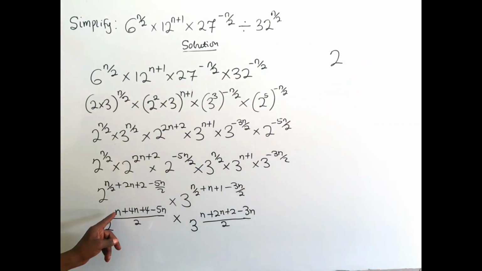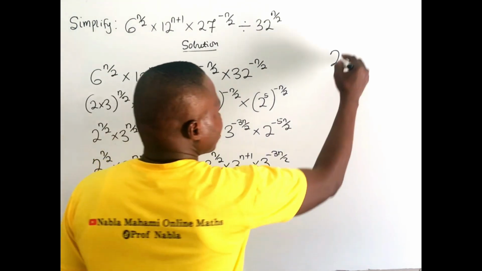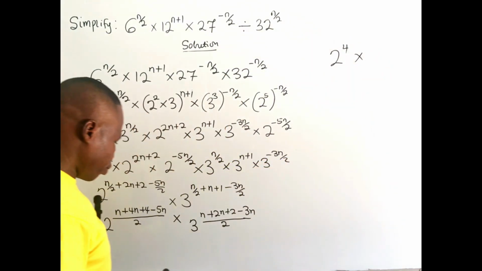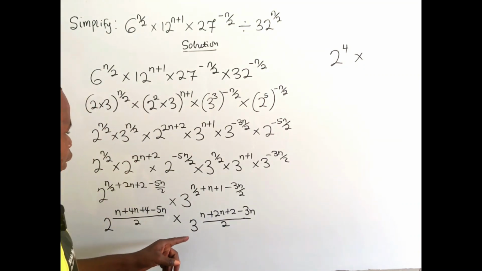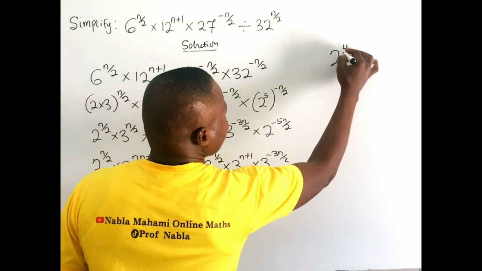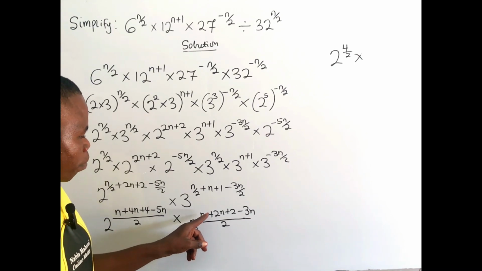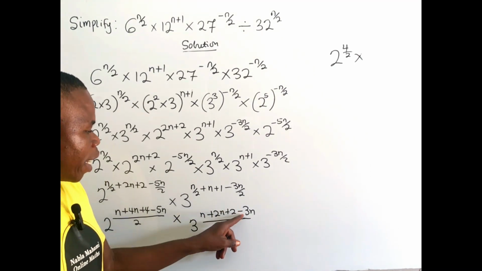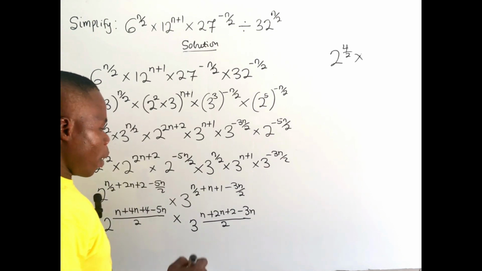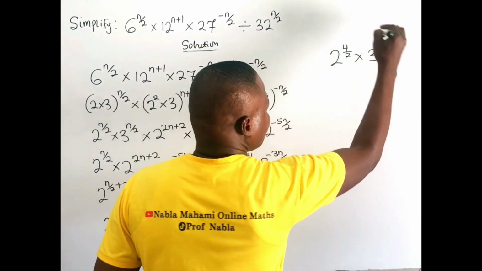Then to continue, let's look at the powers here. n plus 4n, that is 5n. Then 5n minus 5n, it will be 0. So I will leave 4 here. That means that the whole of this will now be 2 exponent 4 over 2. The denominator here is 2. Times here, n plus 2n is 3n. 3n minus 3n is 0. But I will leave 2 there. And this will be 3 exponent 2 over 2.